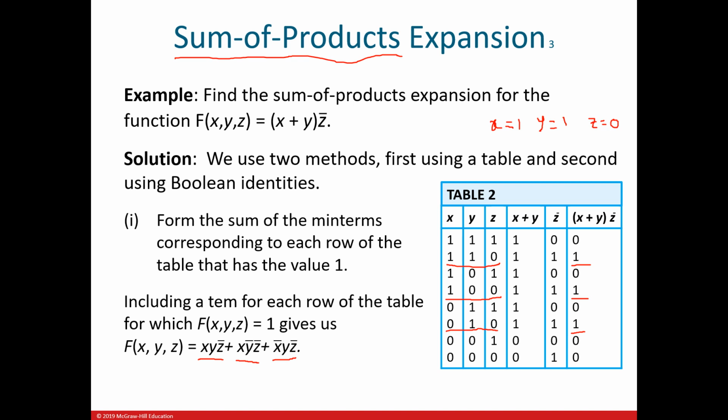If it is satisfying for value 1, we write it as it is, x y. If it is satisfying for value 0, we take the complement, and then we say these are the three values for which this given expression is satisfiable. So this method is called the sum of products expansion.